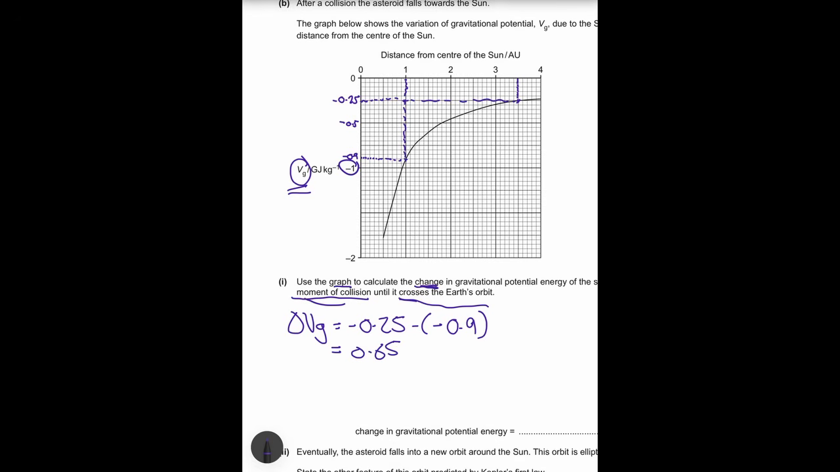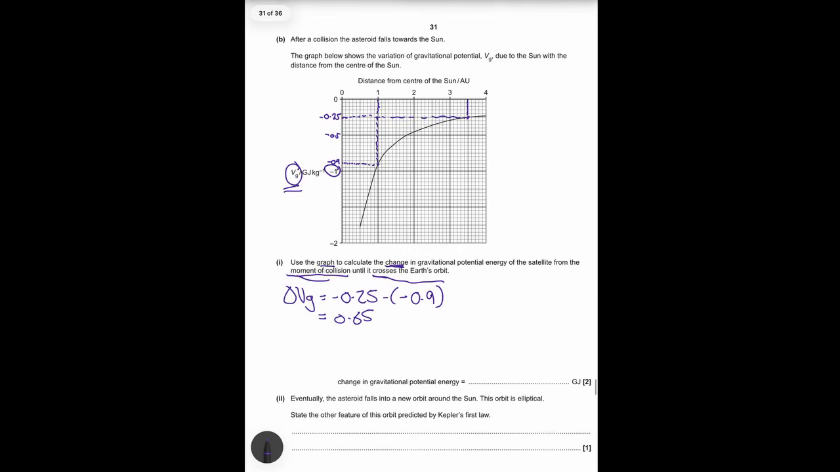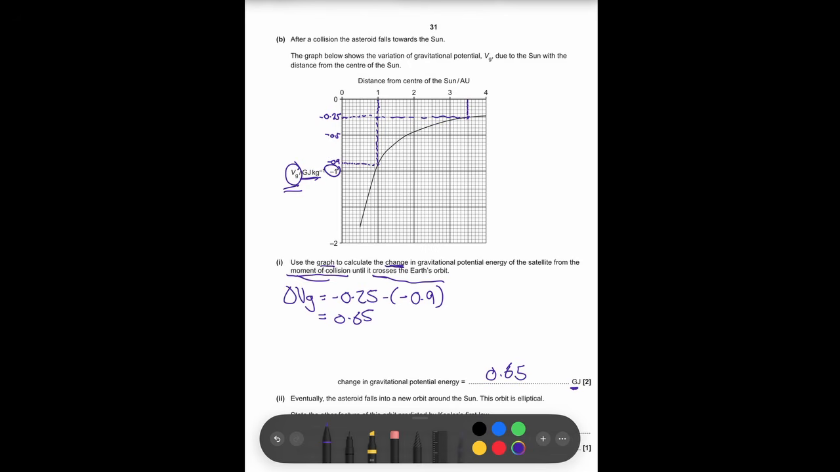Now I might think, oh yeah, great, I've got the answer now. So let's just have a look if I was going to put the answer on here. Sorry, the change is just positive anyway. So 0.65 is fine. Now let's check the units. That says gigajoules. Or these units over here, they're not the same. So obviously that can't be the right answer. So what have I forgotten to do in this situation? Well, this question is asking me about gravitational potential energy, and I've just worked out the change in gravitational potential, not gravitational potential energy.